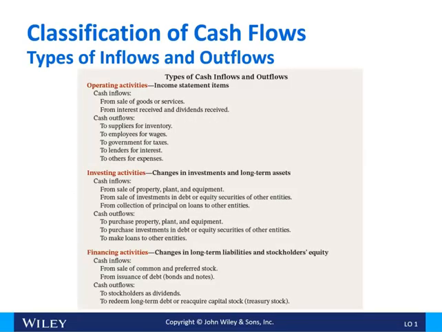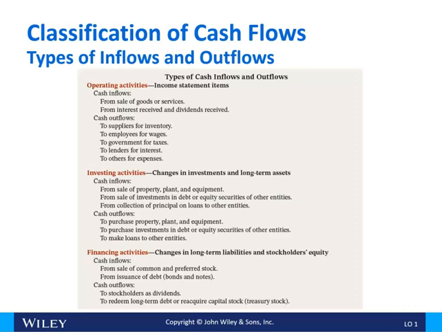And here it breaks down the types of things you would see in each section. So under operating activities, again, we said it's income statement items. So inflows are sale of goods and services. And if you receive interest or dividends, then that will go in the cash inflows for the operating activities section. Cash outflows, if you pay suppliers for inventory, you pay your employees their wages, you pay taxes to the government, you pay interest to lenders, any other expenses that you're paying for, that'll be the cash outflows.